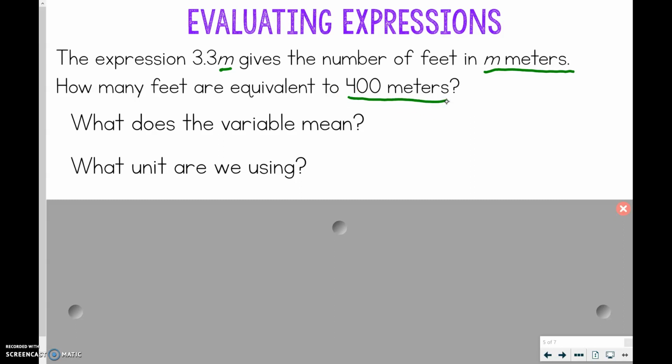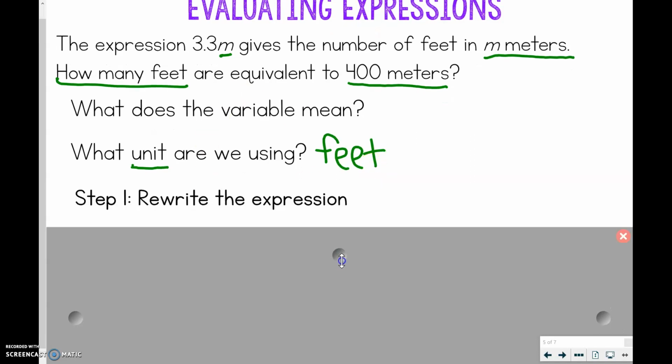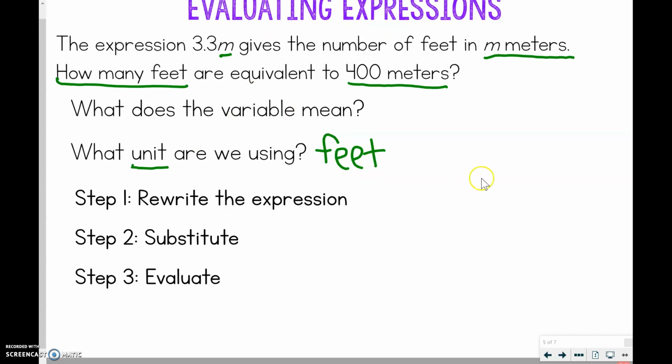Other really important thing, especially for this kind of problem, is to pay attention to your units. So a good place to find that, because when we're saying units, that would be for your answer, is in your question. So see how it says how many feet? Well, that's what our unit is going to be for our answer. So we're going to end up labeling it feet. We're starting with meters and going to feet. Okay, so then once you have that figured out, we're going to rewrite the expression, substitute, and evaluate.